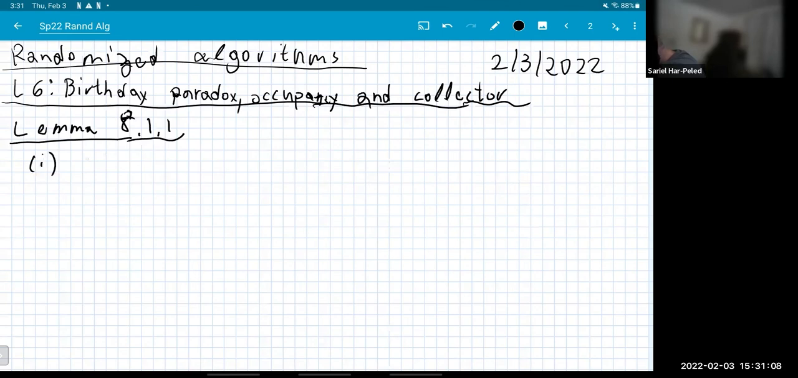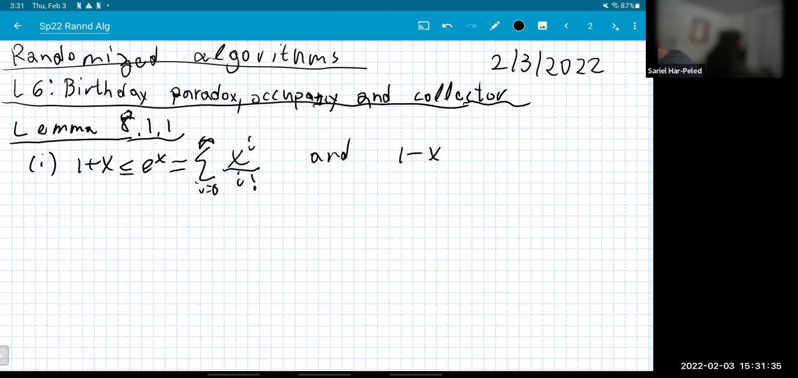So the first claim is that 1 plus x is smaller than e to the x. This is very easy to see because e to the x is just the sum, i going from 0 to infinity, of x to the i over i factorial. This is the Taylor expansion. That's essentially where this approximation comes from. And also 1 minus x is smaller than e to the minus x. Both inequalities are true for any real number x. I already used this in the course several times. It's very useful.